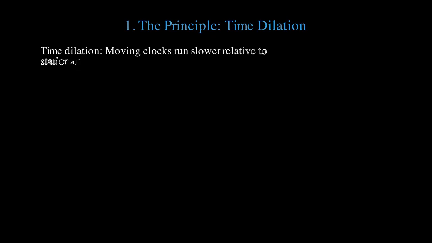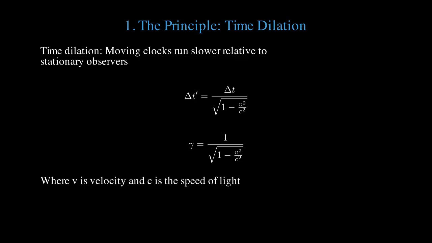Time dilation states that a clock moving relative to an observer appears to tick more slowly than a clock at rest. The mathematical formula is delta t prime equals delta t divided by the square root of 1 minus v squared over c squared. We call this factor gamma, the Lorentz factor, which determines how much time dilates. In these equations, v represents the velocity of the moving observer, and c is the speed of light.